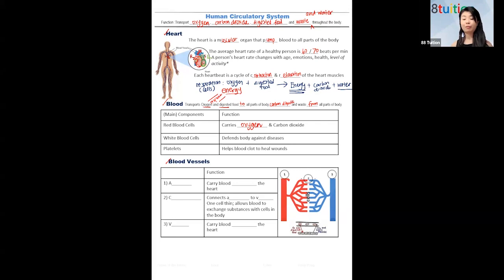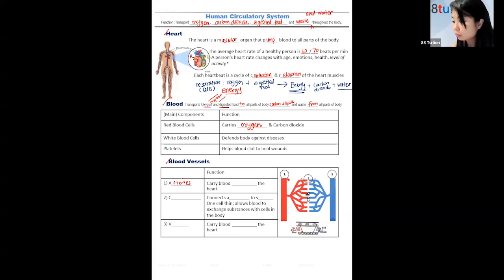we are going to talk about the blood vessels. Your blood doesn't just flow in your body. It flows through blood vessels. If you think of blood as a car, your blood vessels are the road. Your blood needs to flow through the blood vessels. We have three kinds of blood vessels that you need to memorize. The first one is arteries.